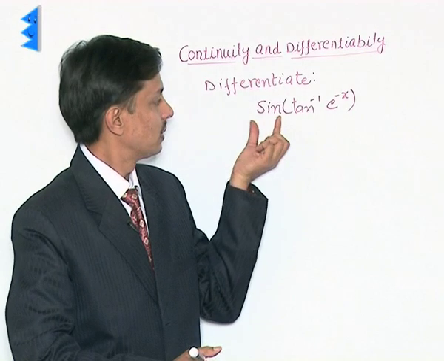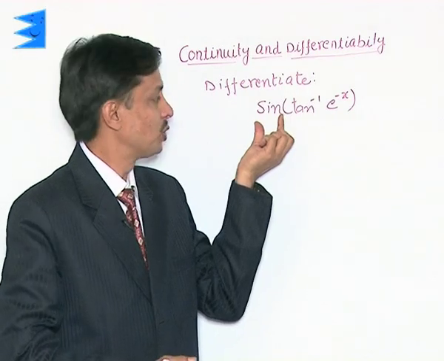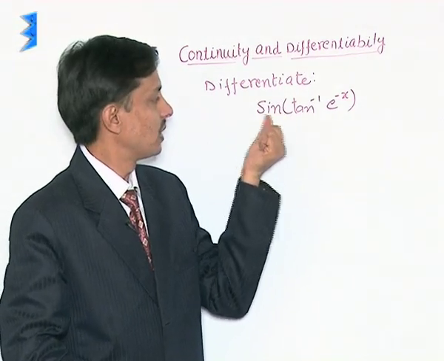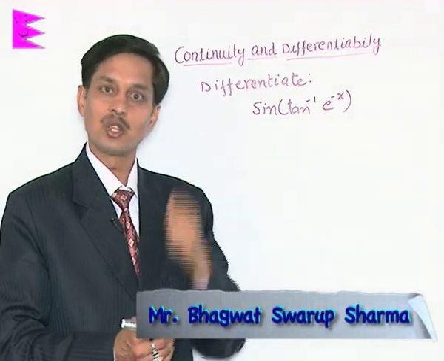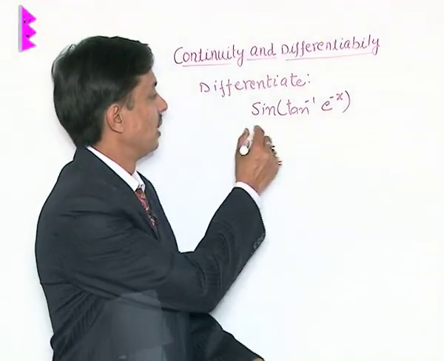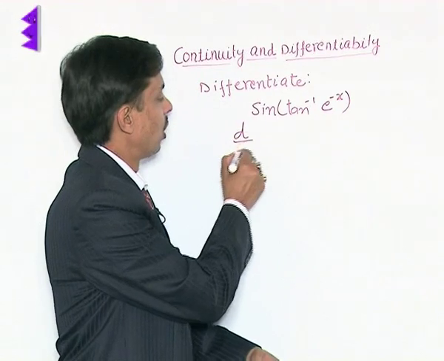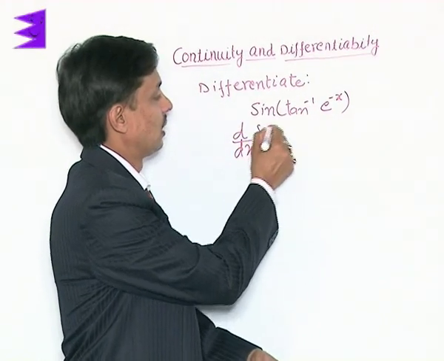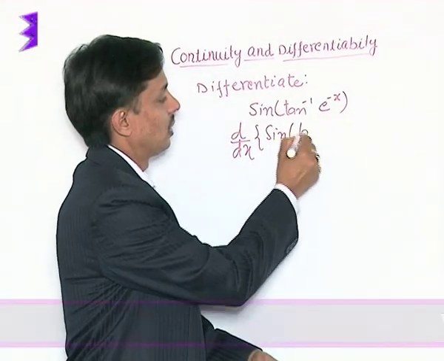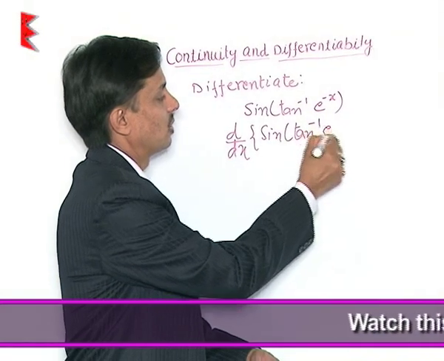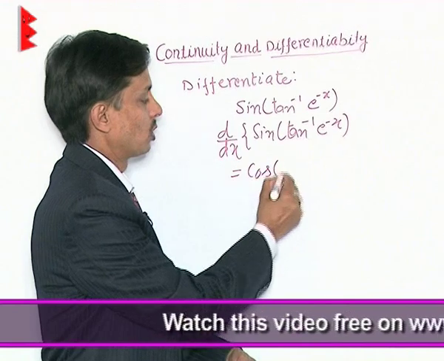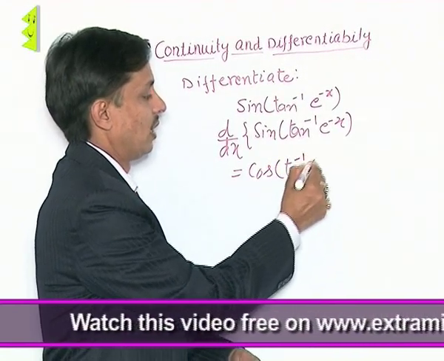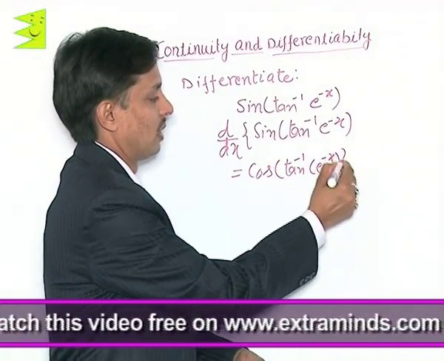To differentiate this with the help of chain rule, the very first thing is the function is of sine. Derivative of sin x is cos x. That's why the derivative of this question, that is sine of tan inverse of e to the power minus x, will be given by cos of tan inverse of e to the power minus x.